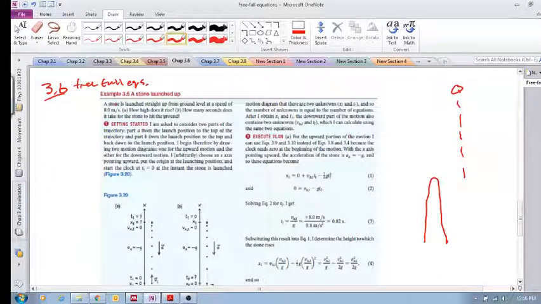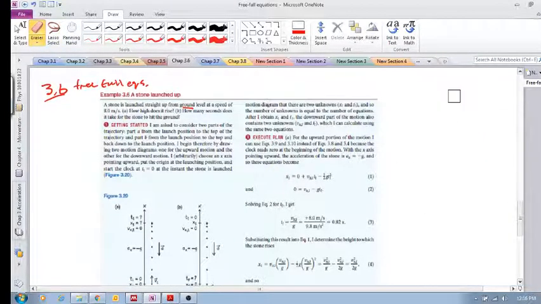So a stone is launched straight up from ground level at a speed of 8 meters per second. How high does it rise? Okay, so how do we go about solving this problem?